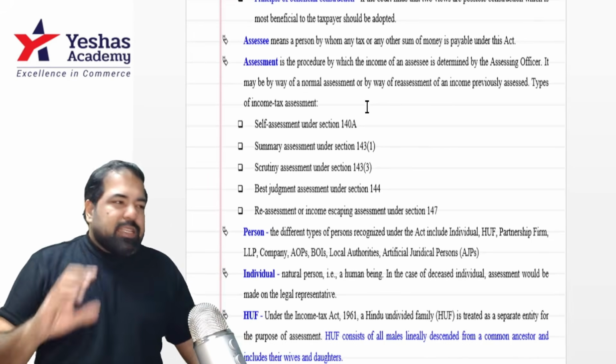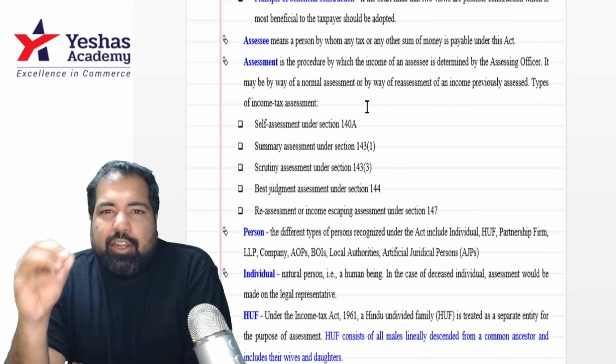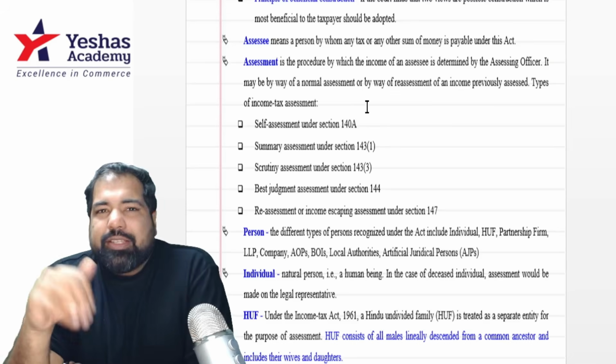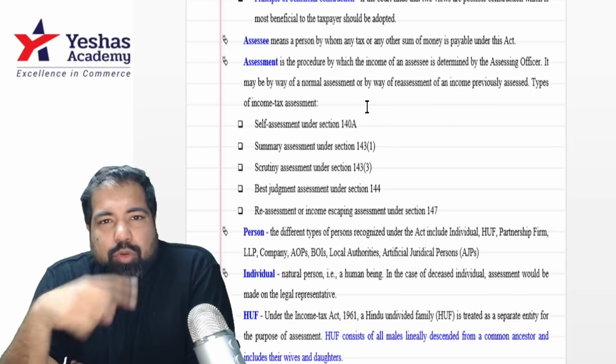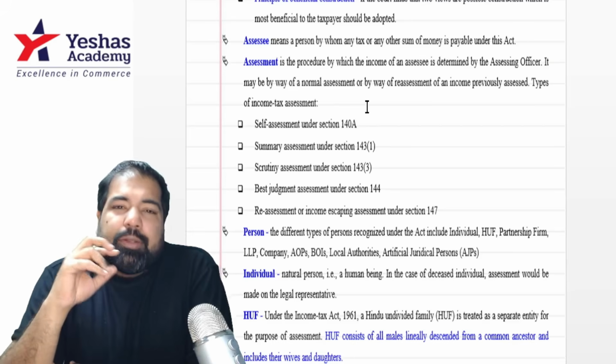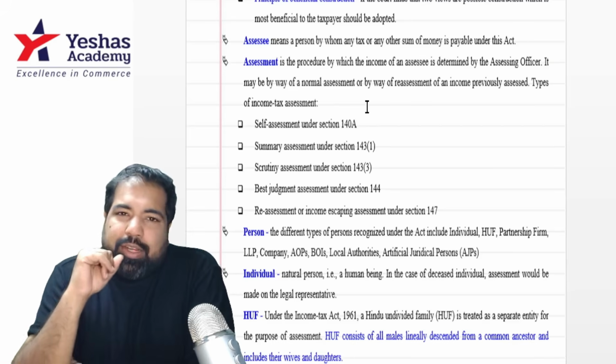Next is assessment. Assessment का literal meaning होता है check करना. The government will check you. First, at the end of the year, you will check how much you've earned, income, etc. and pay your taxes. That's called self-assessment. Then when you file your return, it goes through a computerized checking called summary assessment. It is basically a very, very short assessment, very quick, and there is no human intervention there.